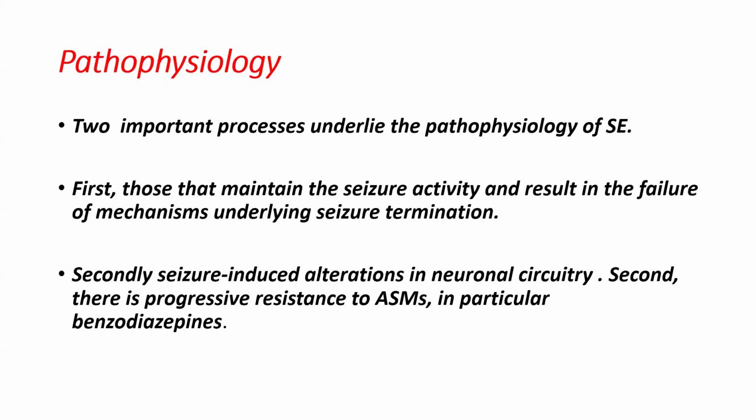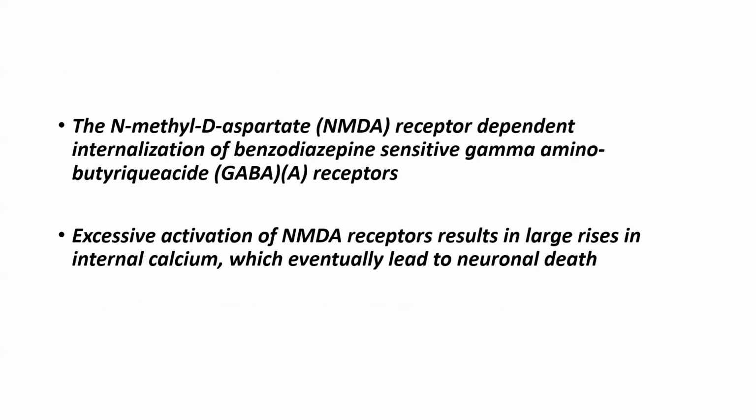The second is seizure-induced alteration in the neuronal circuit. That means there is a progressive resistance to the anti-seizure medication, particularly benzodiazepine. There are two receptors: one is the NMDA receptor and the other is the GABA receptor. The NMDA receptor is excitatory and the GABA receptor is inhibitory. Whenever there is an imbalance between these two receptors, that is responsible for the seizure activity and its progression.